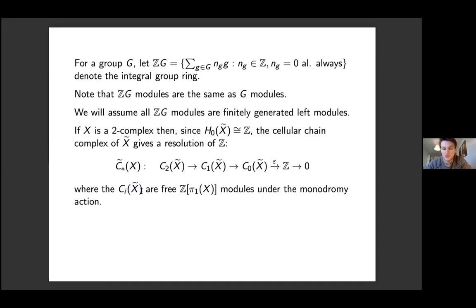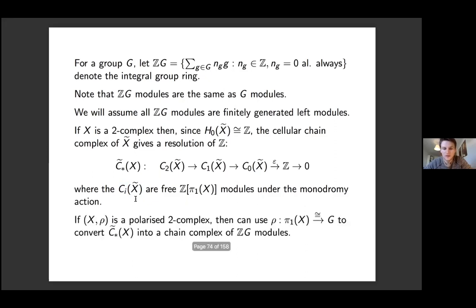so these cellular chain groups are actually going to be free Z pi1 of X modules under this action. Okay, and now this is where the polarization comes in. If we have a polarized 2 complex, then we can use our polarization to convert C tilde star of X into a chain complex of ZG modules. This isomorphism pi1 of X to G gives you an isomorphism on the group rings, and this gives you a way to map Z pi1 of X modules to ZG modules. So in particular, this thing is a chain complex of ZG modules.